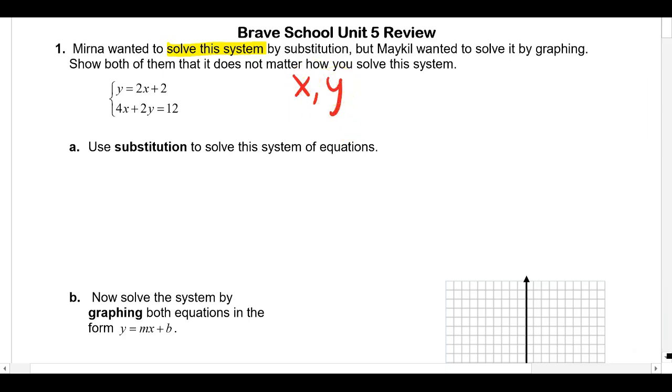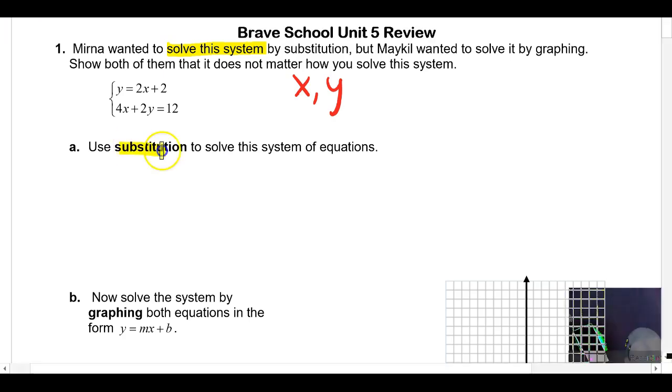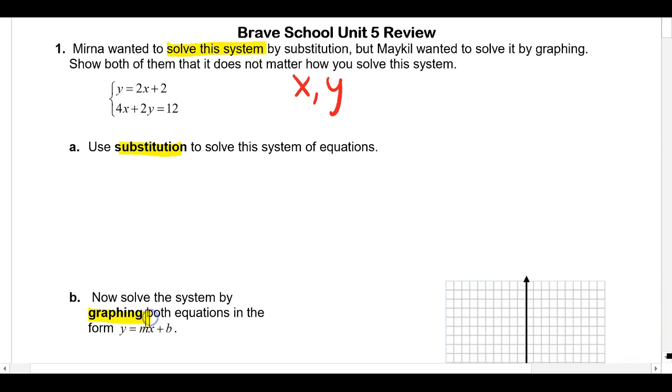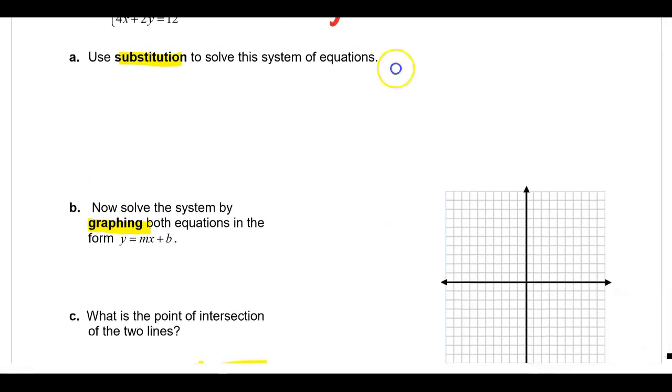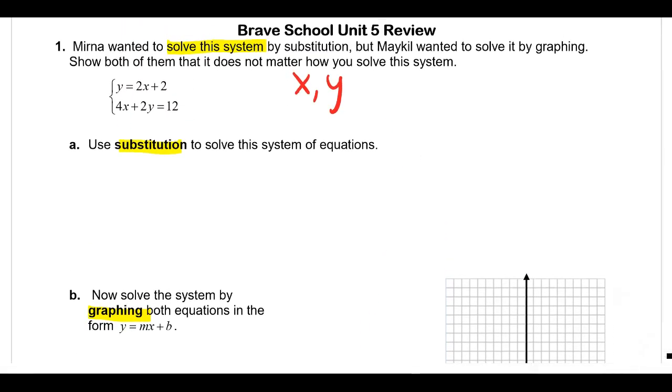Okay? So they want to show that no matter what, if I use substitution, if I graph it down here, or if I use the equal values method, or if I use elimination, whatever I use, it's all going to have the same answer. And remember, again, when I give my final answer, it needs to be in parentheses. You give the x value, and then the y value, or whatever y is equal to. Okay, so the first one.